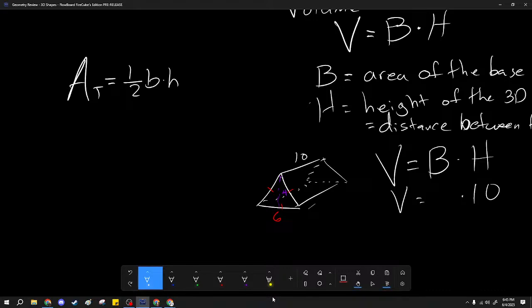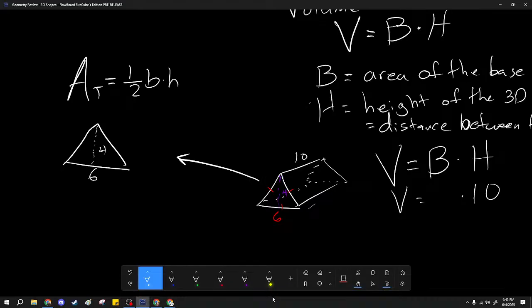When you're finding area, you have to shift away from the 3D shape and look at the 2D figure you're looking at. So now I'm basically gonna grab that triangle, and I'm going to just redraw it here. Here's that triangle. I know the height of the triangle is 4, and I know the base of the triangle is 6. So now I can plug that into my area.